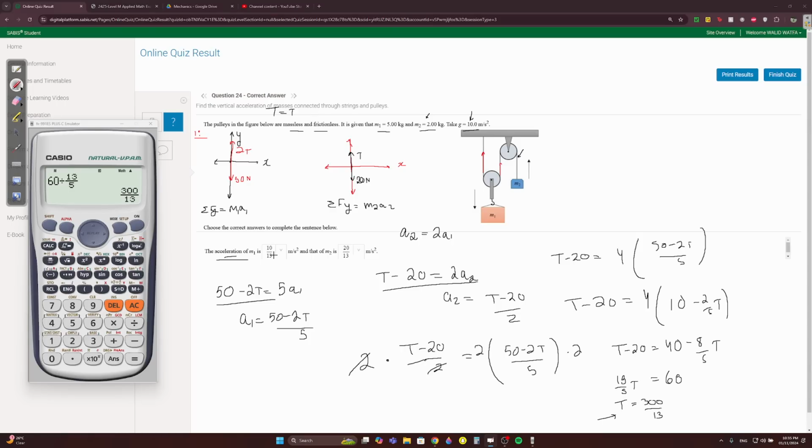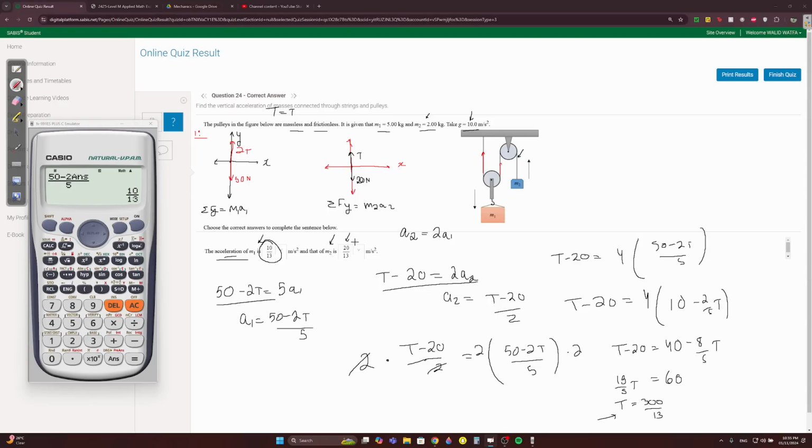They would always ask for tension. Can I find now a1 and a2? Yes, I can. a1 is 50 minus 2t over 5. So you go to your calculator. You go 50 minus 2 answer over 5. You should get 10 over 13. Right? Just substitute t with the answer. We got 300 over 13. 50 minus 2t over 5.